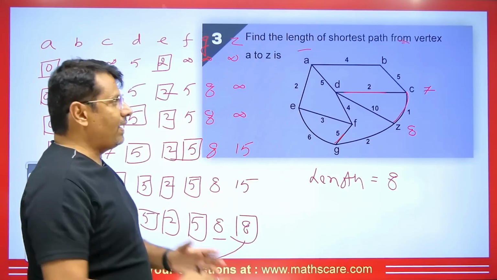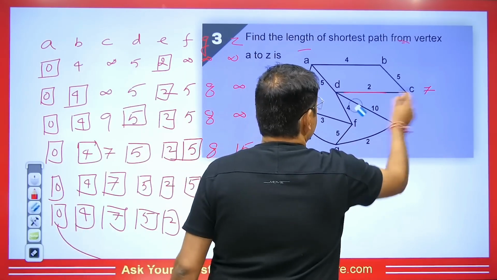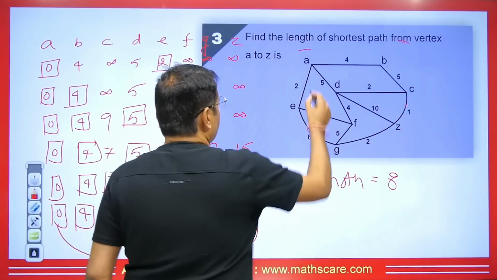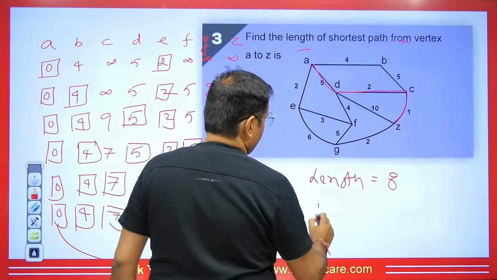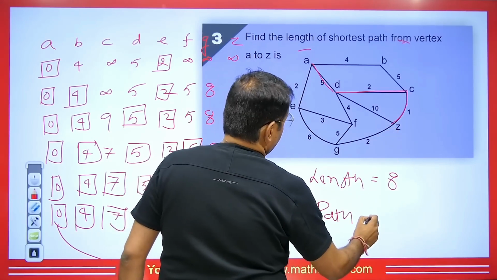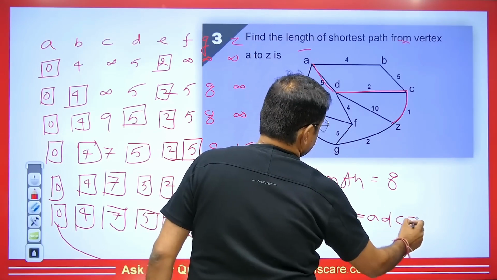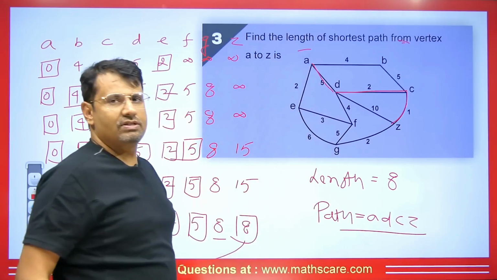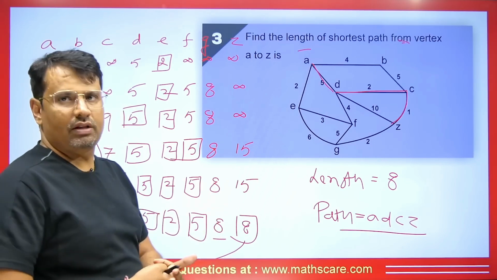Okay. Now let's talk about the path. Which path should we take to cover this distance here? You can see very easily. First will be this, second will be this, third will be this. Okay. So what will be the path? So path will be A, D, C, Z. Okay. When we will go through this path, then the distance will be how much? 8. Okay. So this is how we solve this question here.